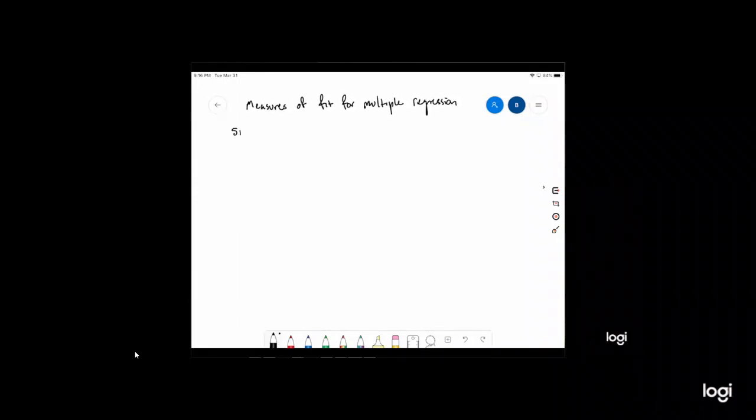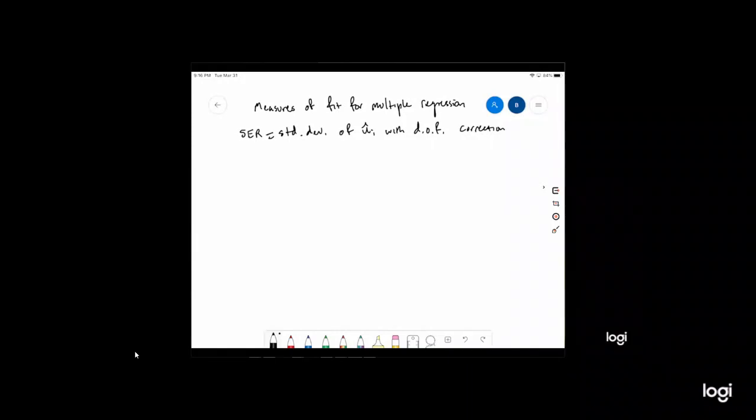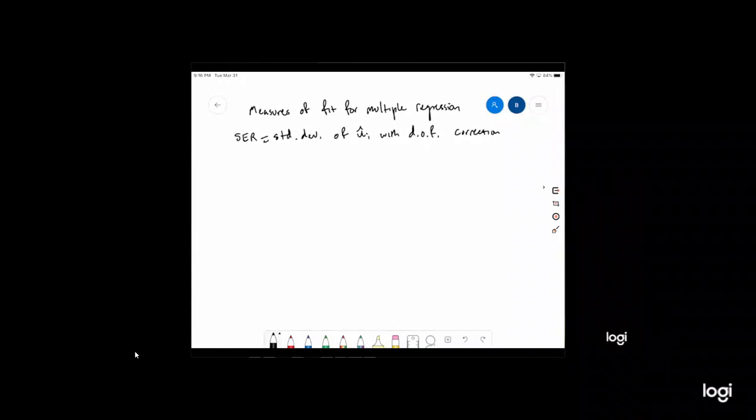Standard error of regression is equal to the standard deviation of u hat i with a degree of freedom correction. So the degrees of freedom are the number of regressors you have in your model, essentially. So the regressors, or you could count up the coefficients. So beta 0, beta 1, beta 2, etc. That's how many coefficients you have.